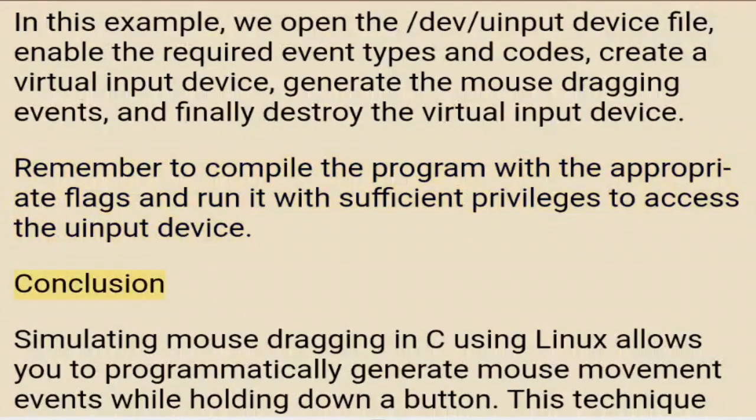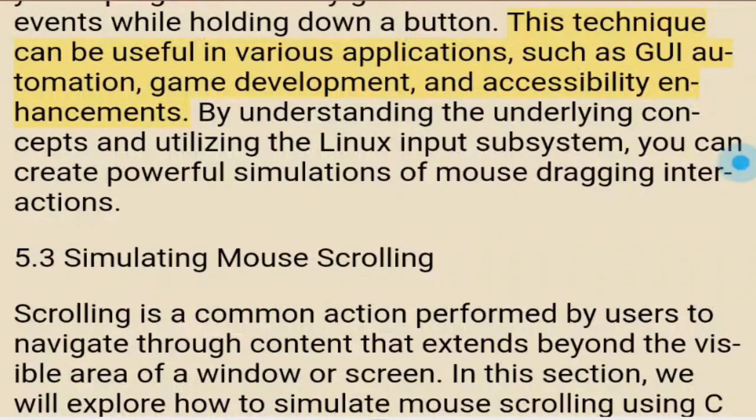Conclusion. Simulating mouse dragging in C using Linux allows you to programmatically generate mouse movement events while holding down a button. This technique can be useful in various applications, such as GUI automation, game development, and accessibility enhancements. By understanding the underlying concepts and utilizing the Linux input subsystem, you can create powerful simulations of mouse dragging interactions.